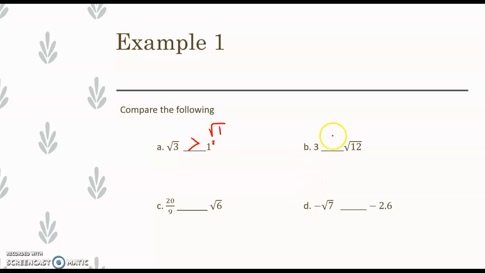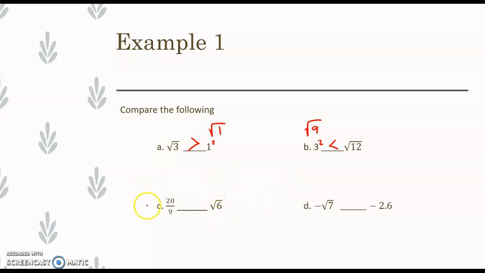So if I go over here to B, instead of trying to find the decimal of the square root of 12, I'm going to square the 3 and I get 9. So I'm comparing the square root of 9 with the square root of 12. And so 9 is less than 12.